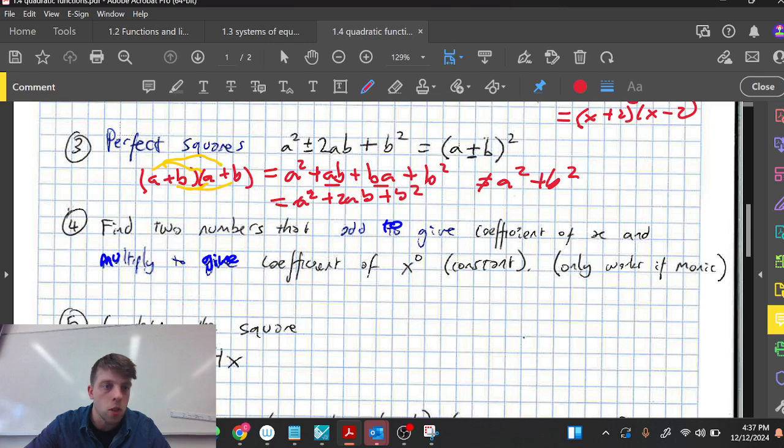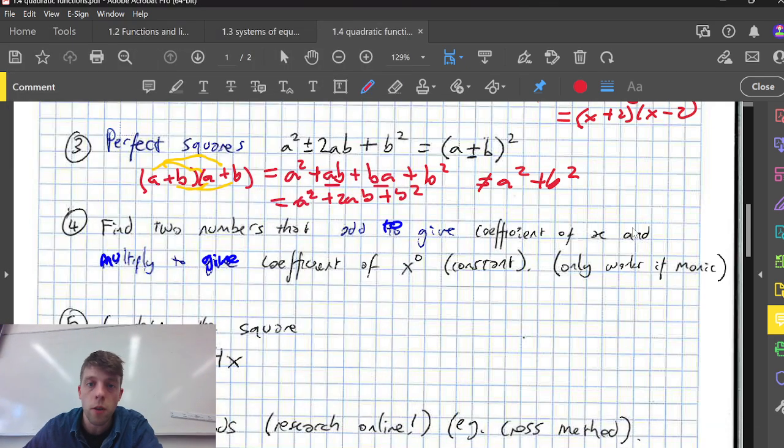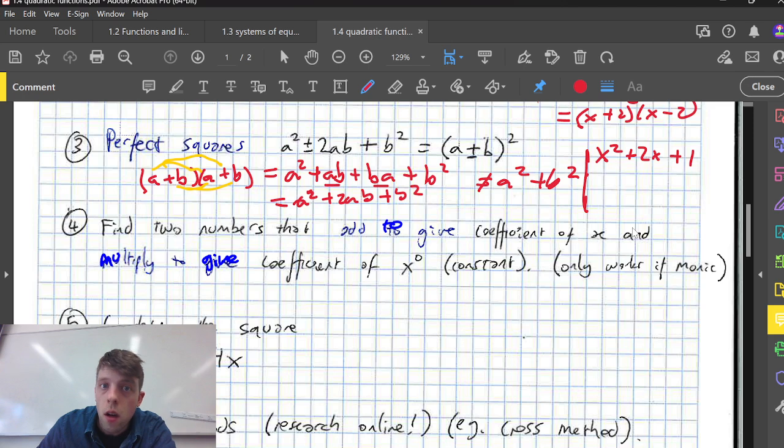Okay, that's perfect square patterns. So look out for those perfect square patterns. For example, if we were to try and factorize, let's suppose we have x squared plus 2x plus 1. We might notice that that is x plus 1 squared, because this is x squared, this is 2 times 1 times x in that form, and then at the end we have 1 squared, which is just 1. So that would be how we could factorize one of those.